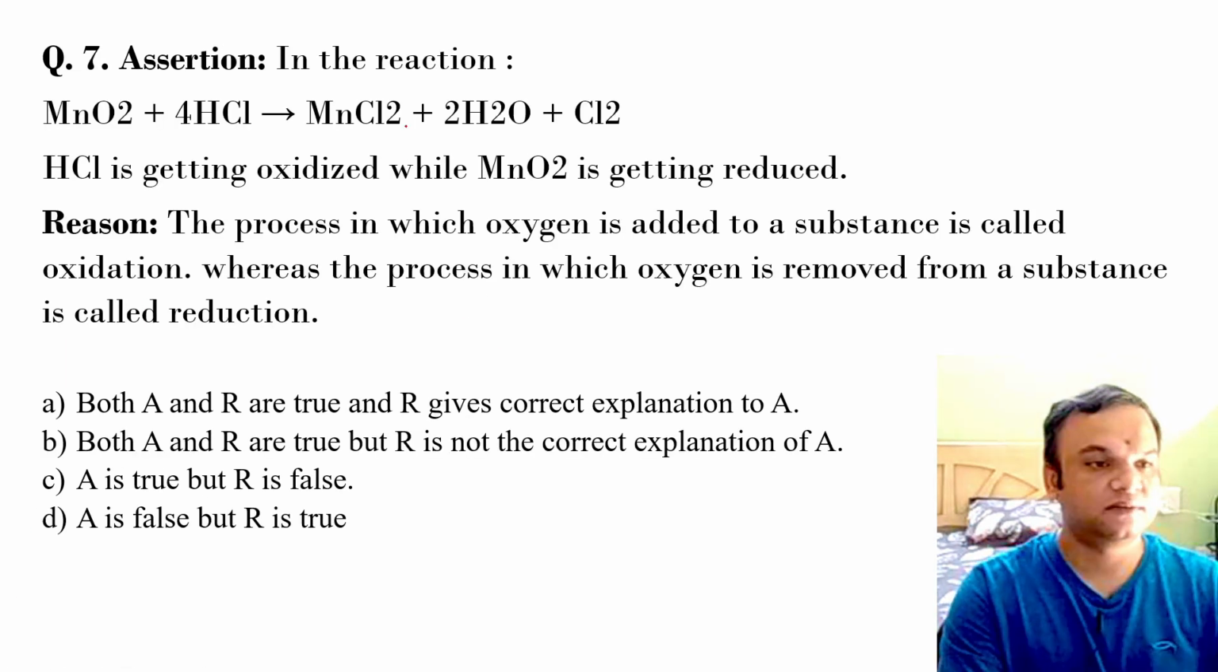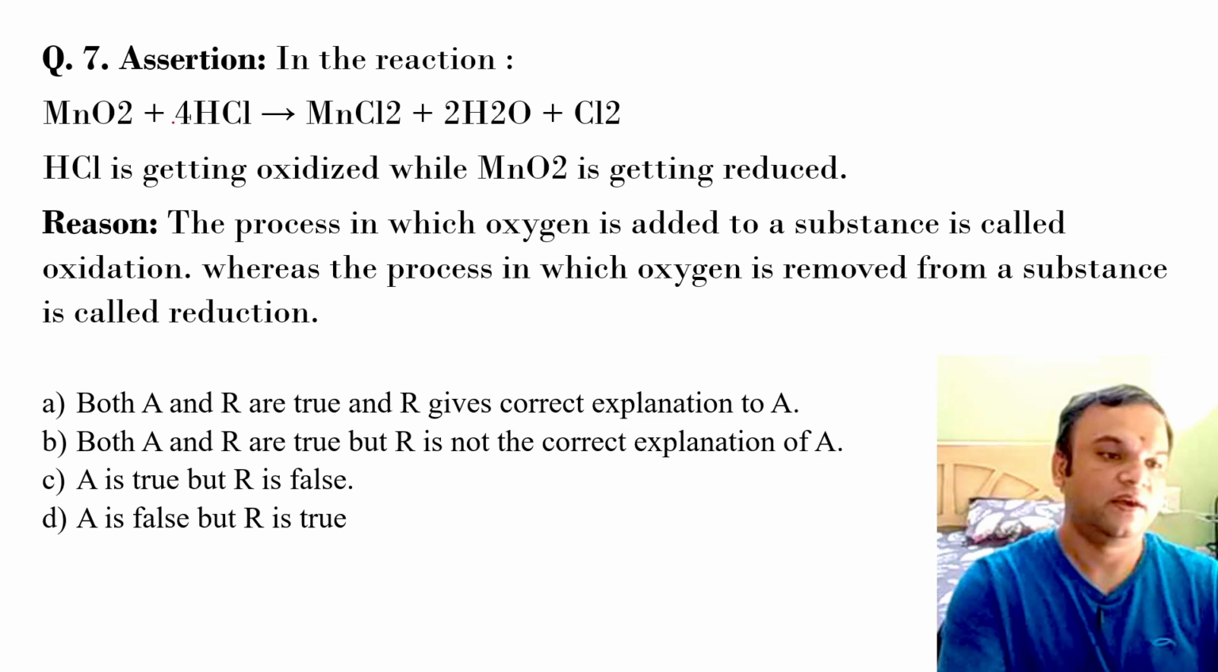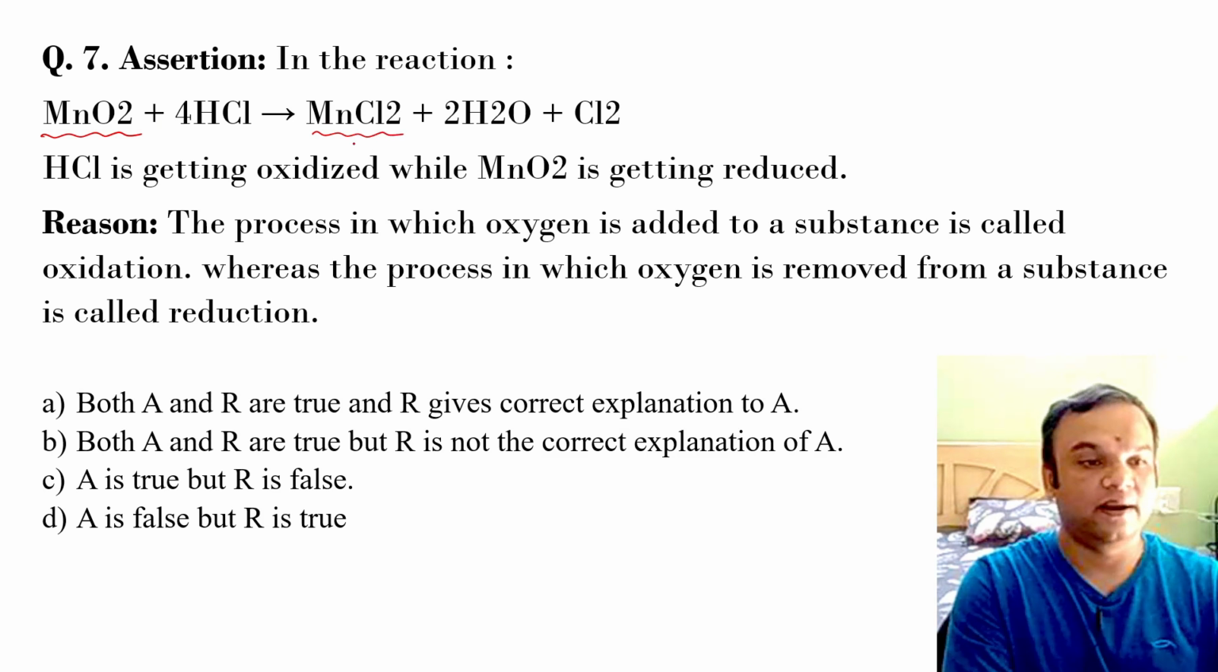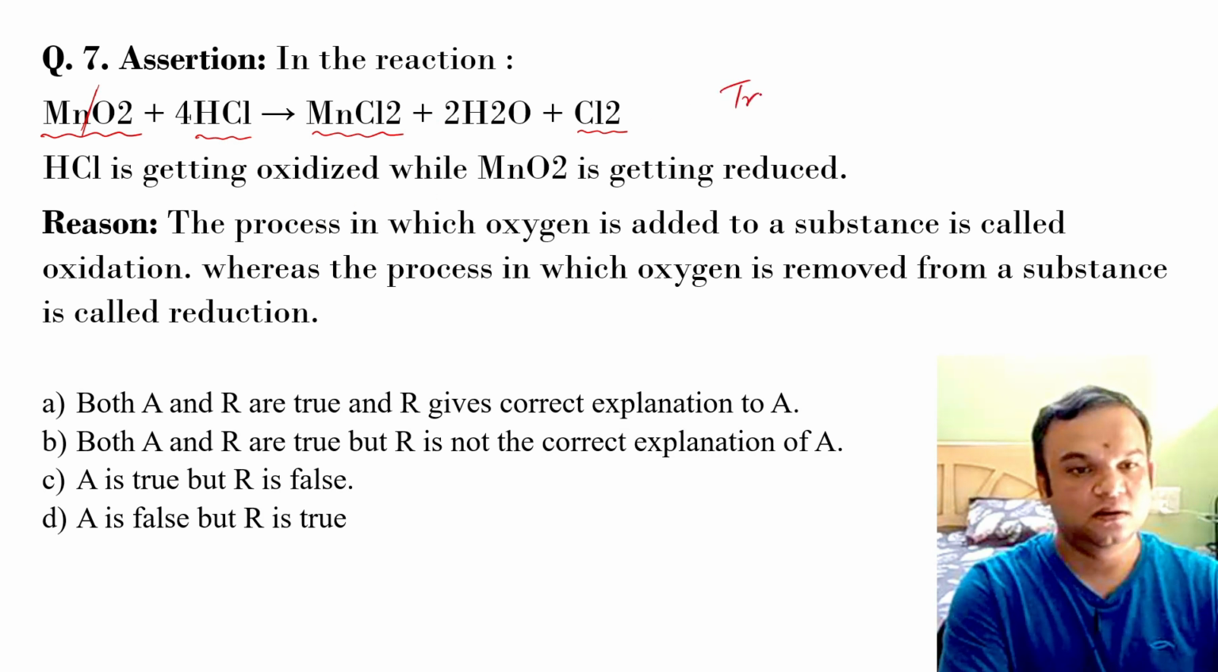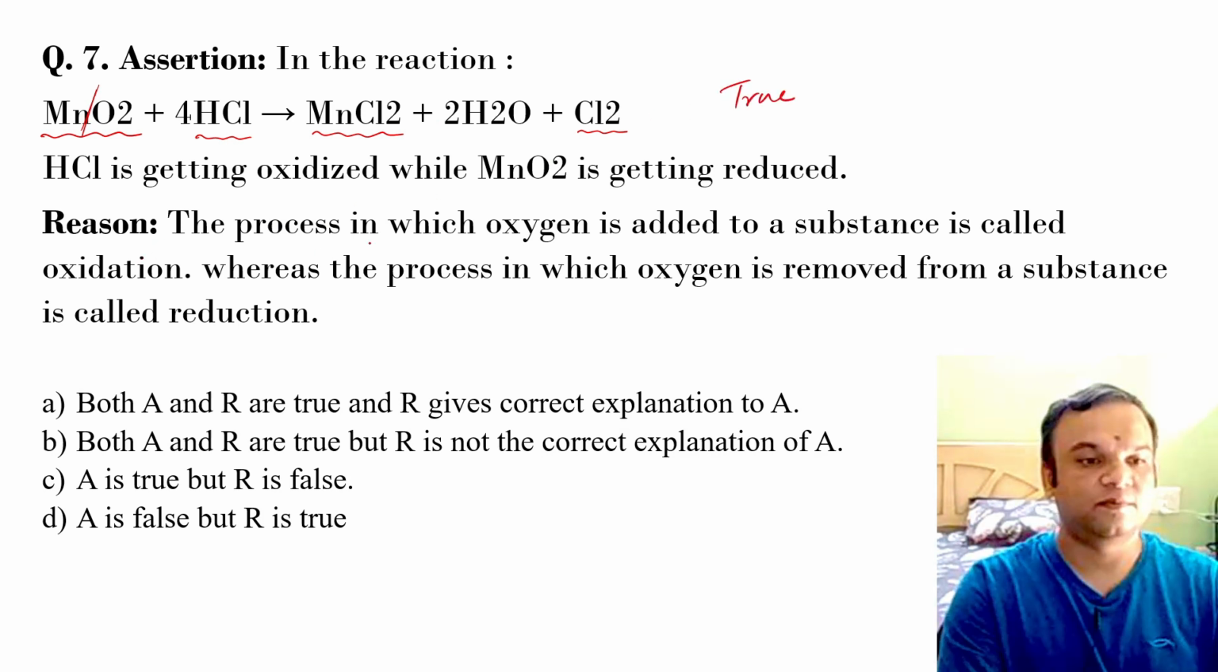The next question states that in the reaction given below, MnO2 plus 4HCl gives MnCl2 plus 2H2O plus Cl2. In this reaction, HCl is getting oxidized while MnO2 is getting reduced. The manganese oxide is getting reduced to manganese chloride because oxygen is being cleaved out of it, whereas hydrochloric acid is getting oxidized to release the chlorine out of it, and that is why the statement is a true statement. Reason states that the process in which oxygen is added to a substance is called oxidation, whereas the process in which oxygen is removed from a substance is called reduction, and it is giving an explanation to assertion.